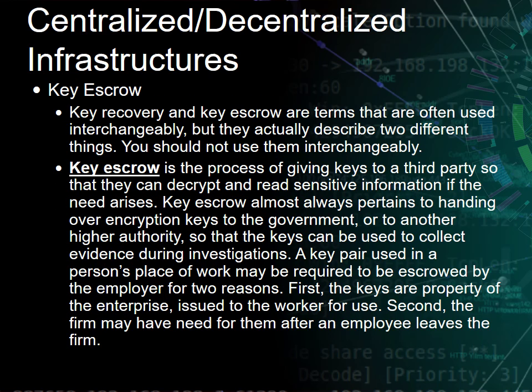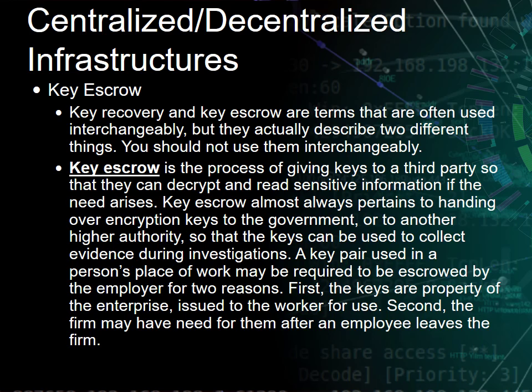So key escrow and key recovery are terms that are often used interchangeably, but they actually describe two different things, and you should not use them interchangeably. Key escrow is the process of giving keys to a third party so that they can decrypt and read sensitive information if the need arises. Key escrow also always pertains to handing over encryption keys to the government or to another higher authority so that the key can be used to collect evidence during investigations.